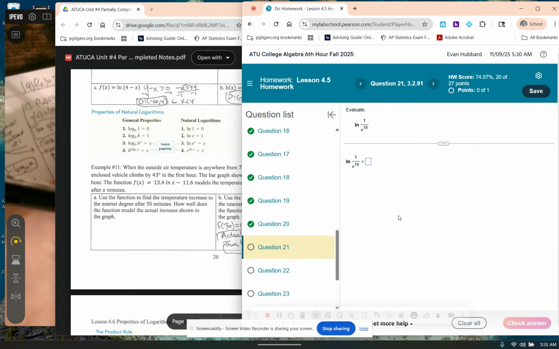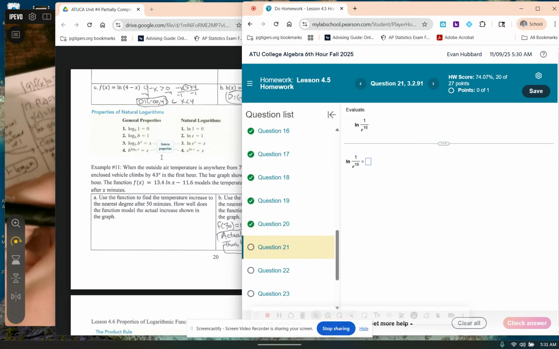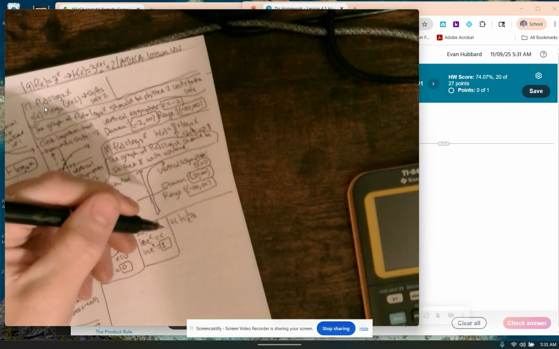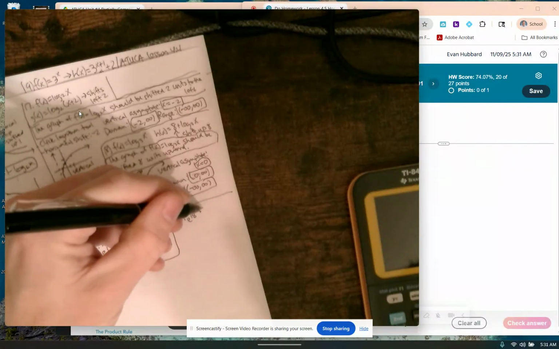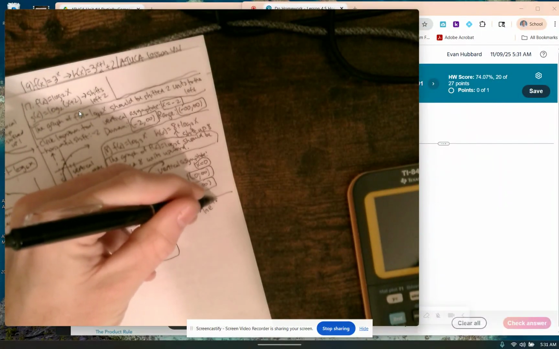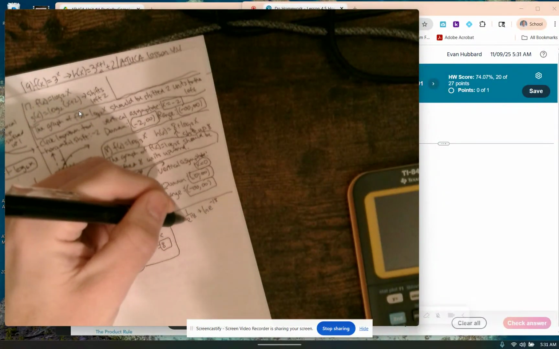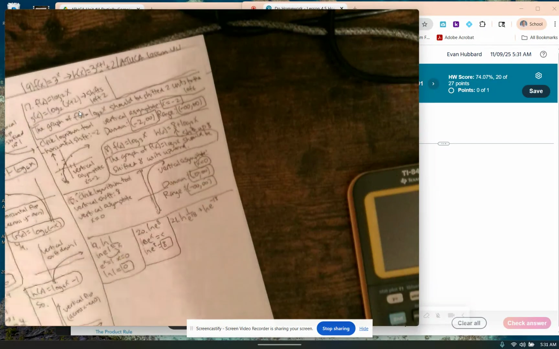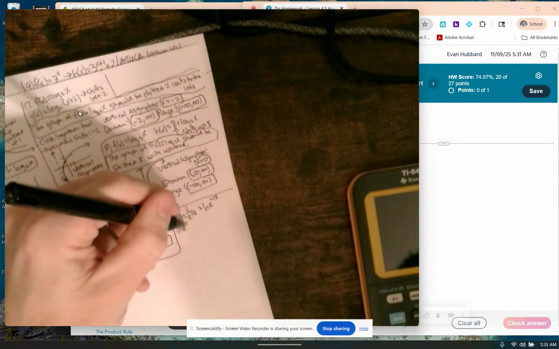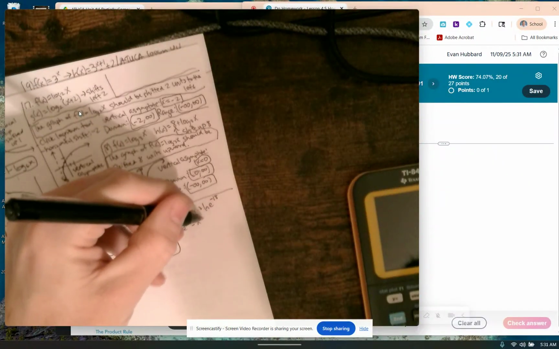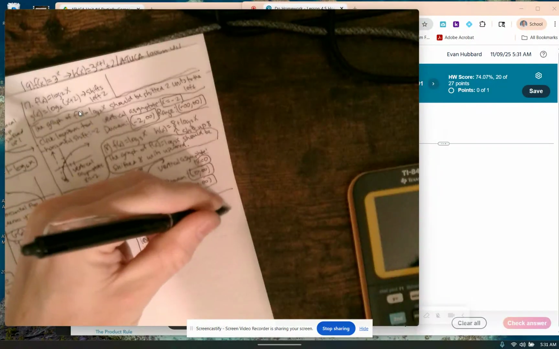21, a little bit more work here. ln of 1 divided by e to the 18th. I'd rewrite this as ln e to the negative 18. If you have 1 divided by that, you could bring it to the top, but you have to change the sign of the exponent. Remember ln e to the x equals x. So ln e to the negative 18 equals negative 18.